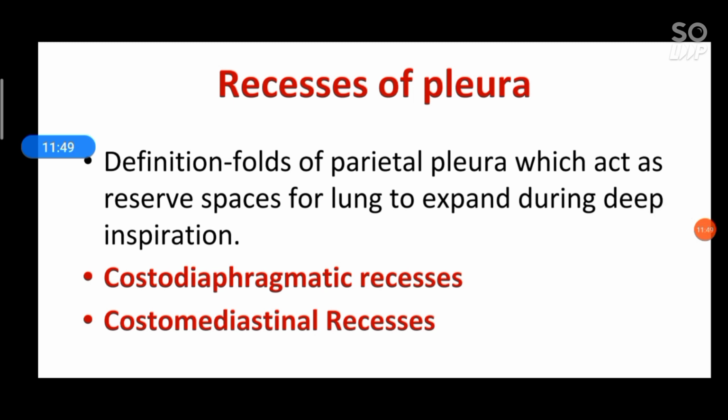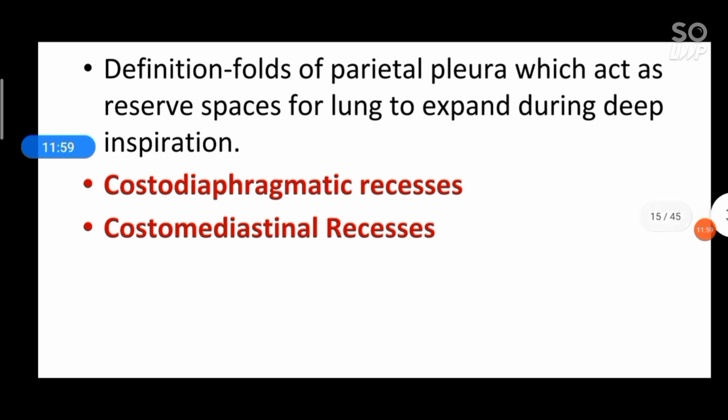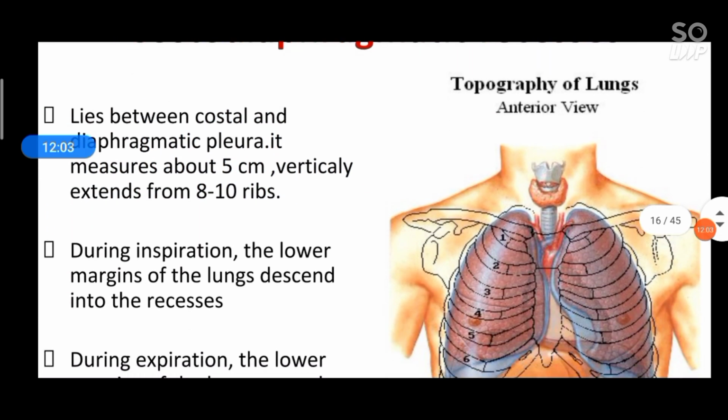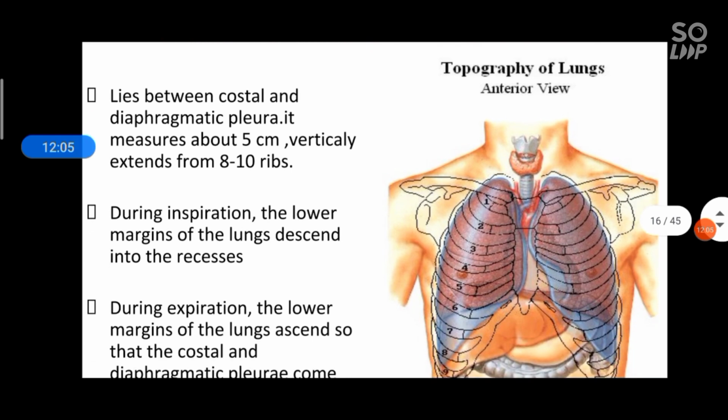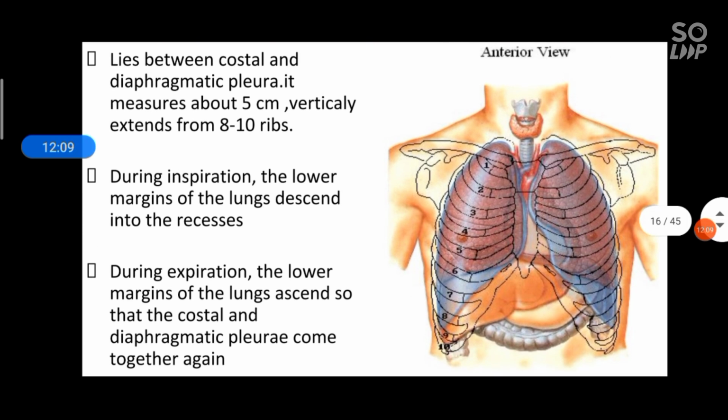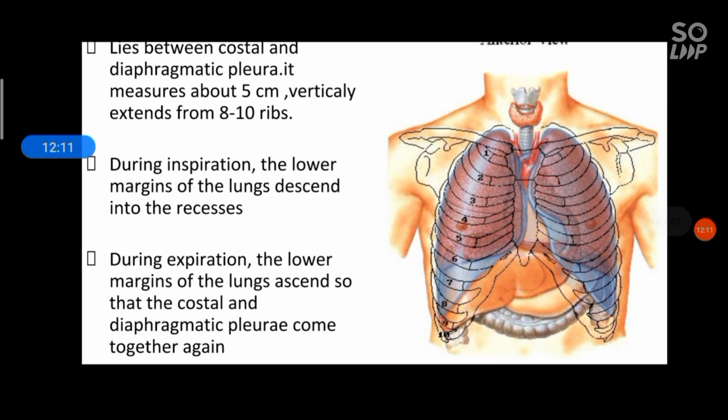Recesses of pleura. These are folds of the parietal pleura, which act as reserve space for the lung to expand during inspiration. Costodiaphragmatic recess, costomediastinal recess. So this is the costodiaphragmatic recess. The line between the costal and diaphragmatic pleura measures about 5 cm, vertically extending from the 8th to 10th rib.